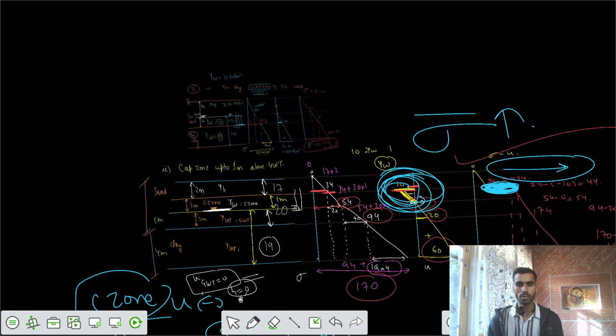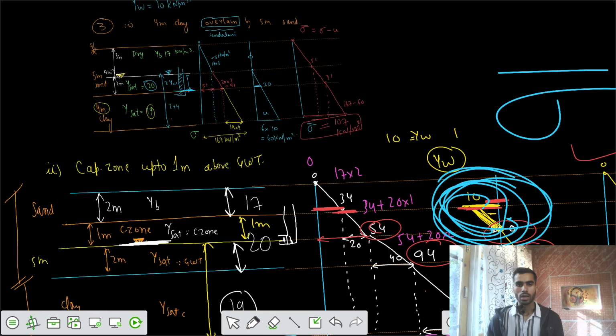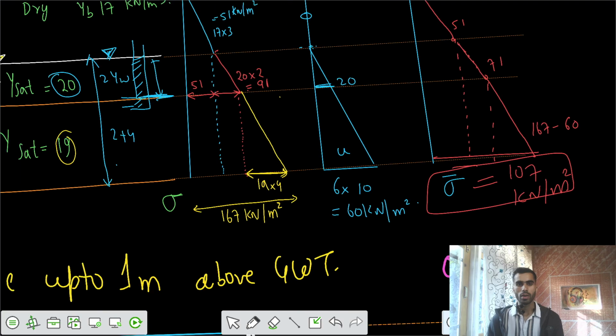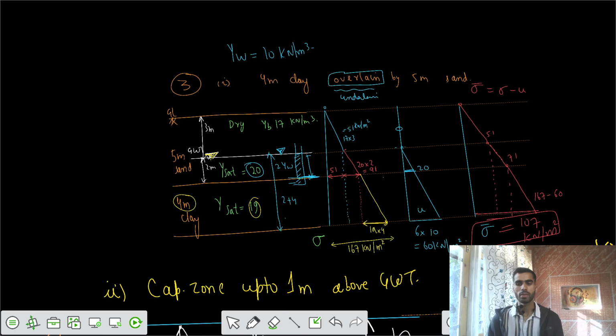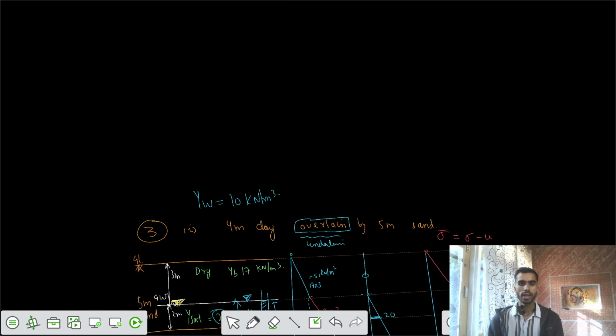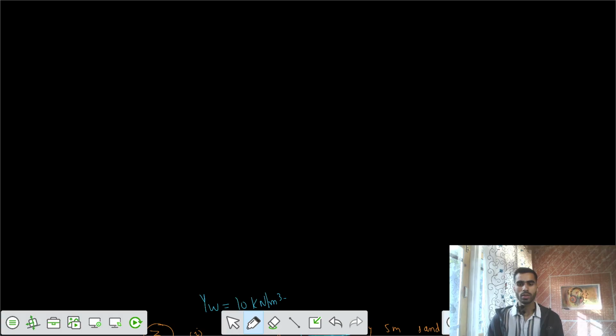Let's go for the third case of the problem. All the cases are derived from the initial case. Let's talk about the third case that's given. Third case is there, and it says that. So case number 3 we can write.